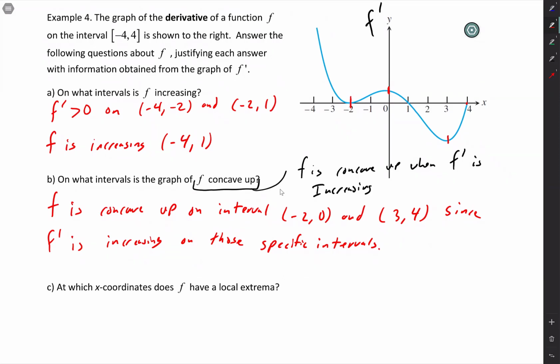No, 3 is neither either. F prime is negative there. F prime is negative at 3. 1 is one of them. F prime is changing from positive to negative at 1.